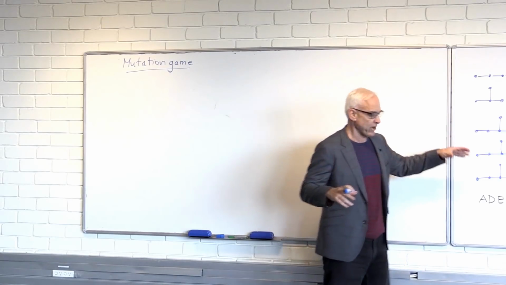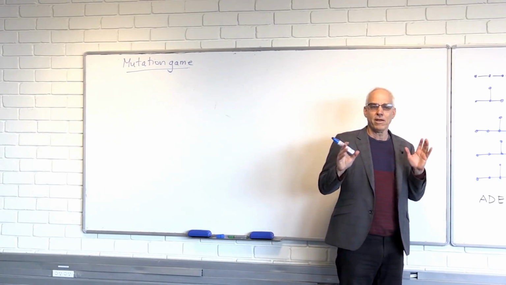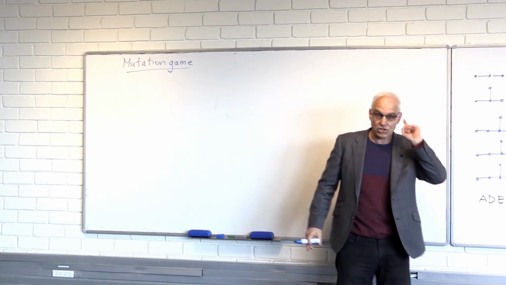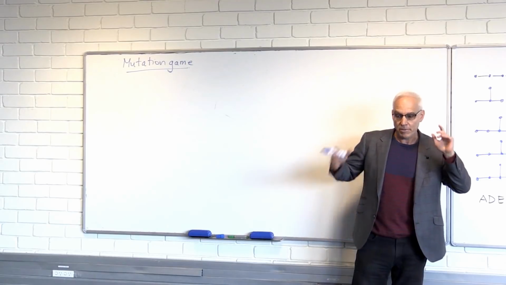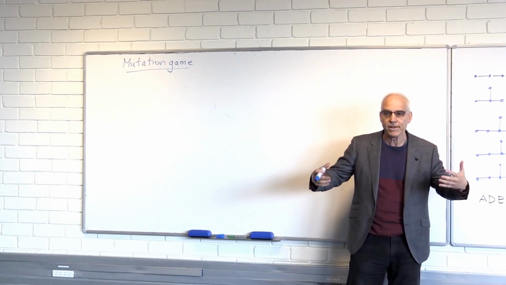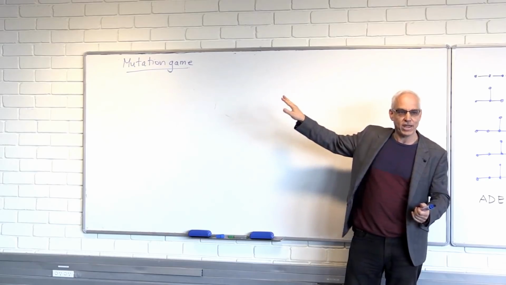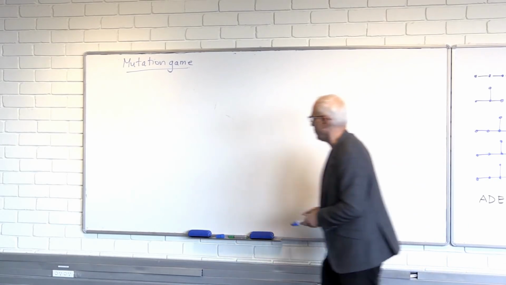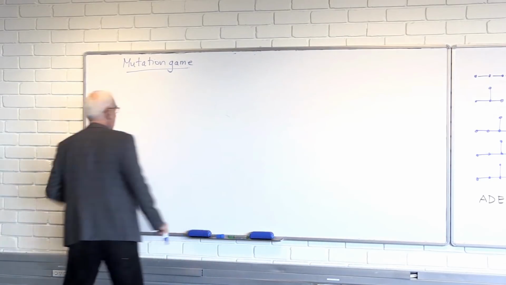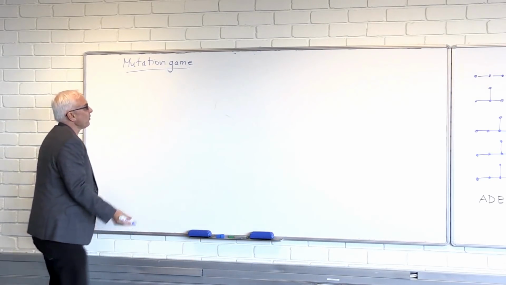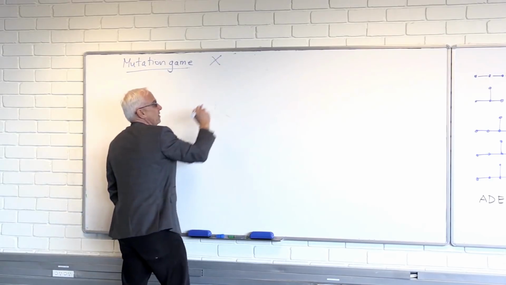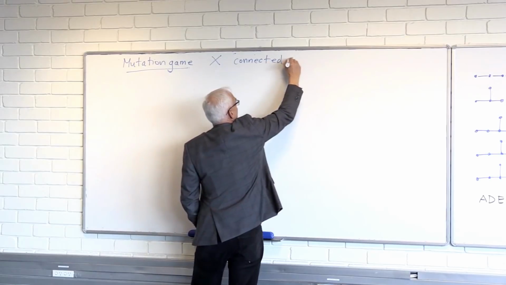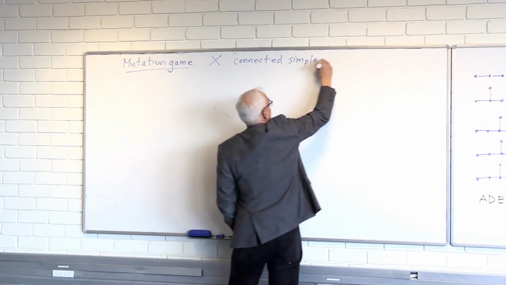So we can take one of these graphs, and by playing the mutation game, there'll be all kinds of structure that we can build, particularly combinatorial structure. And the combinatorial structure will support some of the more sophisticated things that I mentioned. Okay, so what is the mutation game? We start with a graph X, and it's going to be a connected, simple graph.